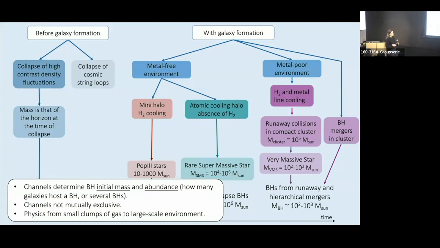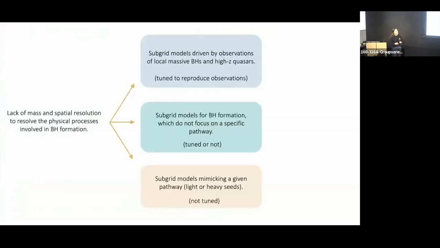And what's very important for us is that the physics of those mechanisms goes from scales of a very small clump of gas all the way to the large scale environment, for example for the direct collapse mechanism. So how do we capture this in simulations, where we are missing mass and spatial resolution? There have been three kinds of approaches to do that.